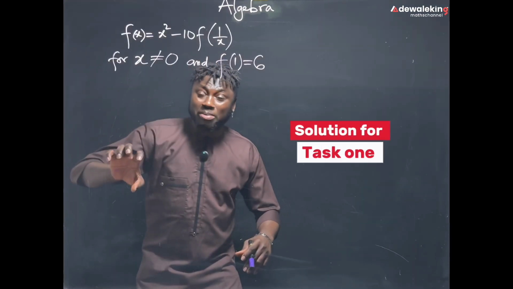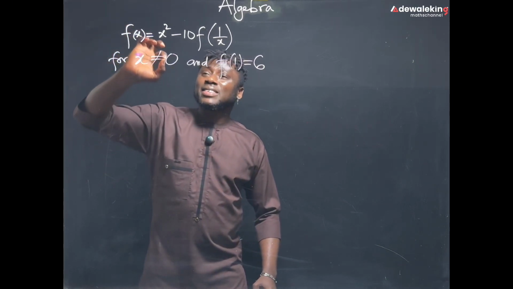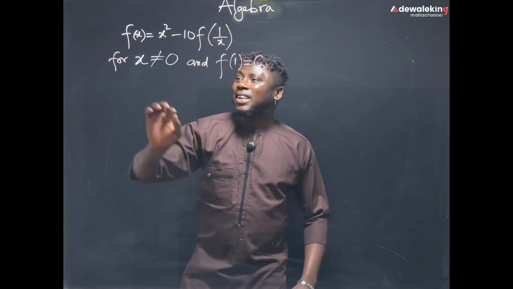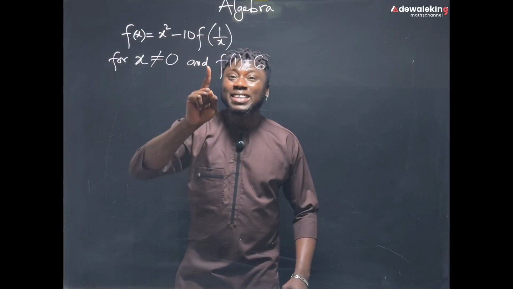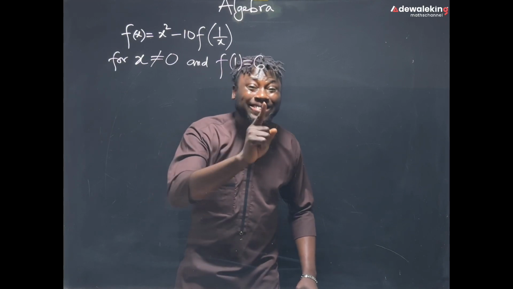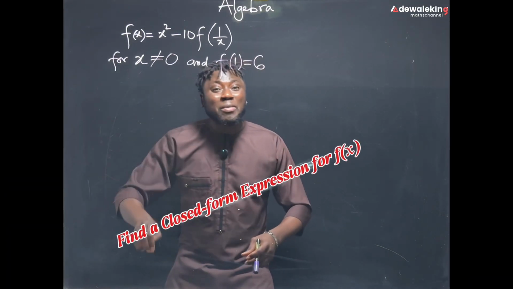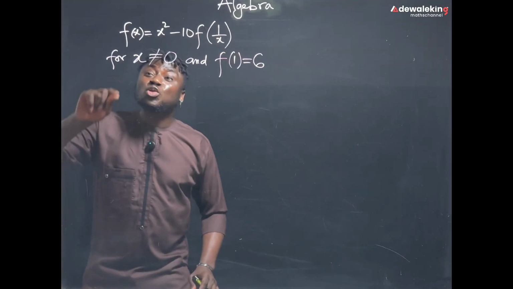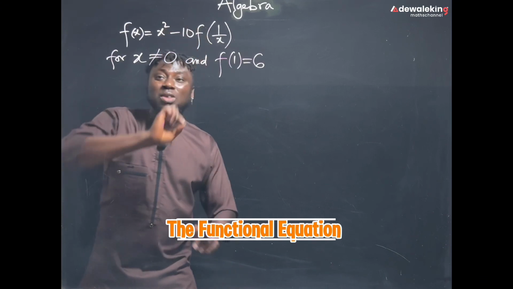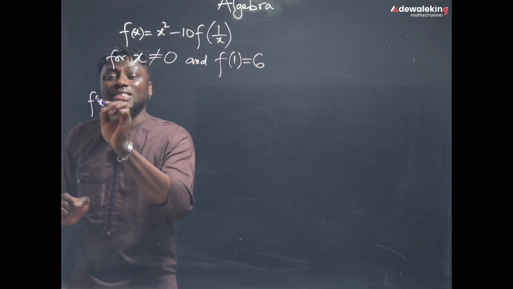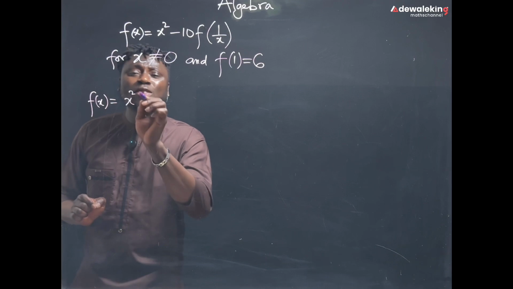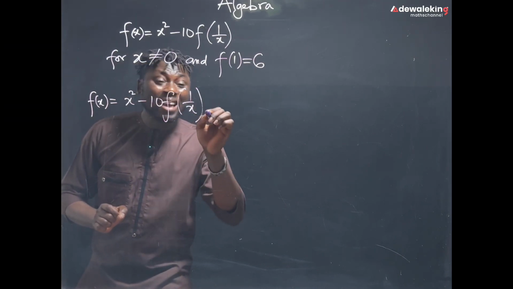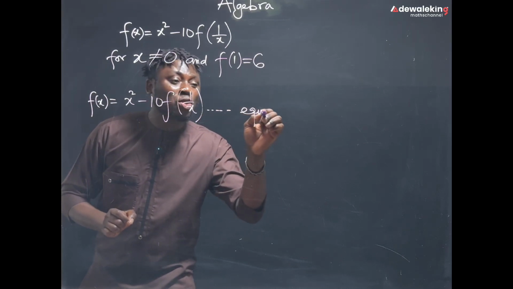To recap the problem, we are given f of x equals x squared minus 10 f of 1 over x, for x not equal to 0, and f of 1 is equal to 6. So now let's find a closed form expression for f of x. The first step is to use the functional equation, which is f of x equals x squared minus 10 f of 1 over x. Let's call this equation 1.